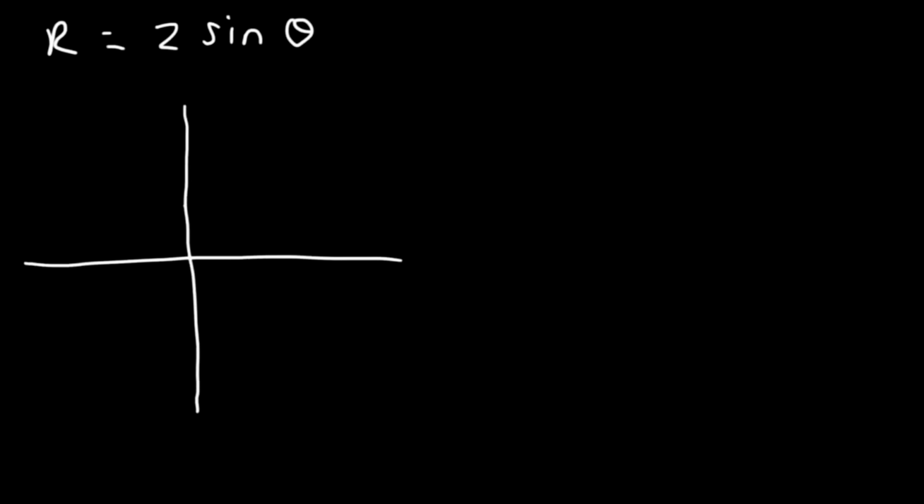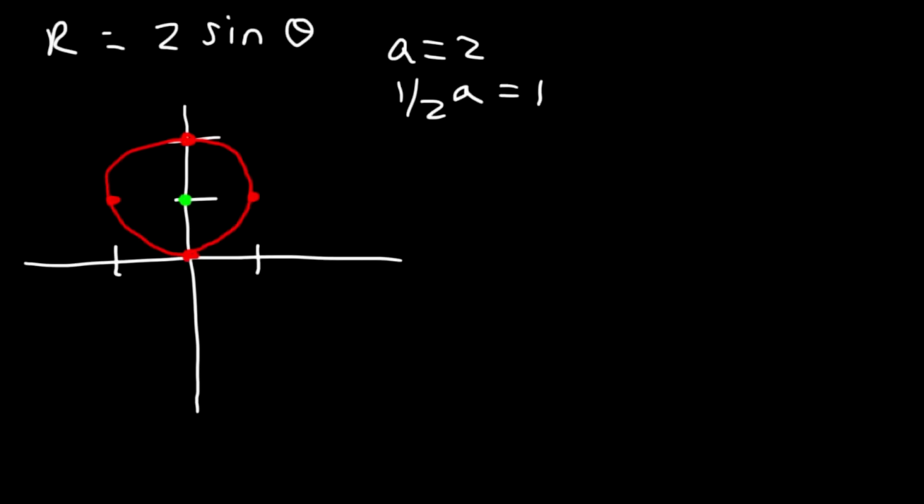Let's say r is 2 sine theta. Go ahead and graph that. So first, we need to travel up 2 units. A is 2. Half of A, which is the radius, is 1. So we're going to have these 2 points. Now let's travel 1 unit to the right and 1 unit to the left. So the green dot is the center of the circle. So we're going to travel 1 unit to the right and 1 unit to the left from it. And so this is going to be the graph.